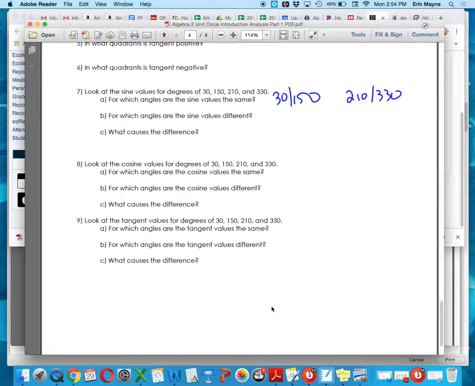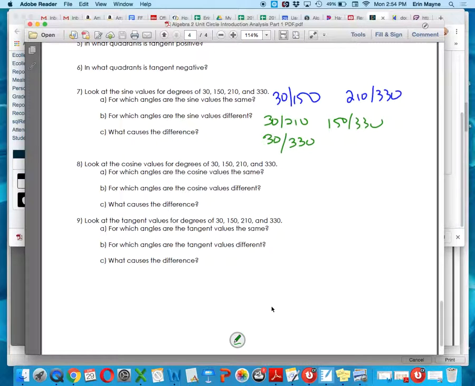Give me a pair that are different. Jackson. 30 and 210. Give me another pair, Max. 150 and 330. Give me another pair, Joy. 30 and 210 they gave me, but also 30 and 330.